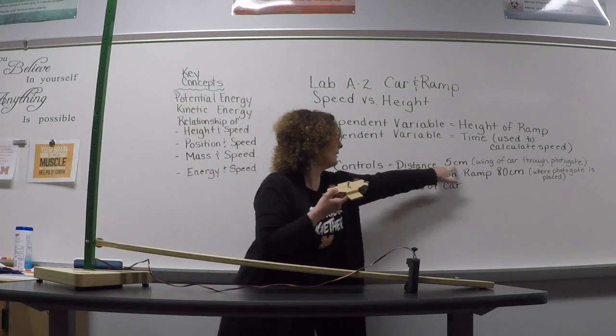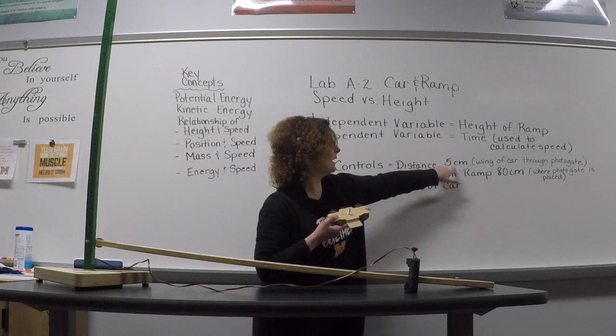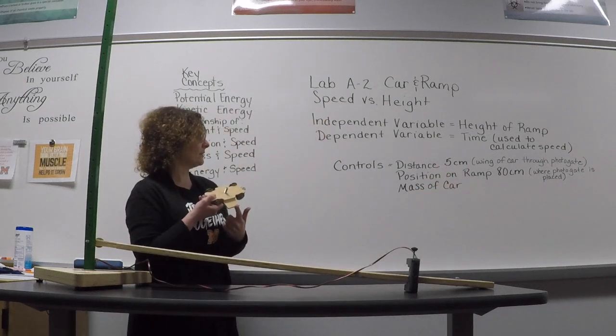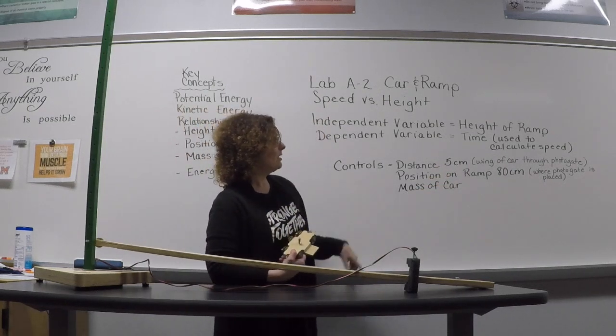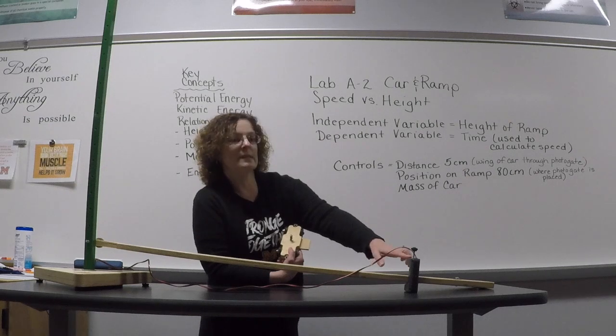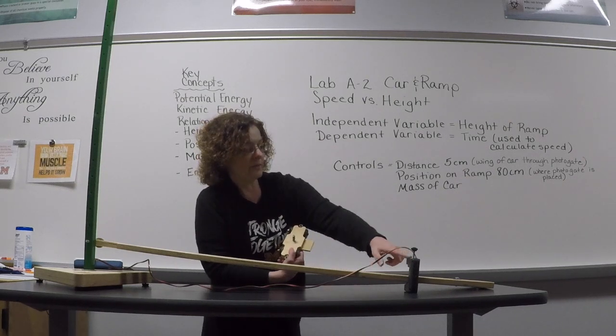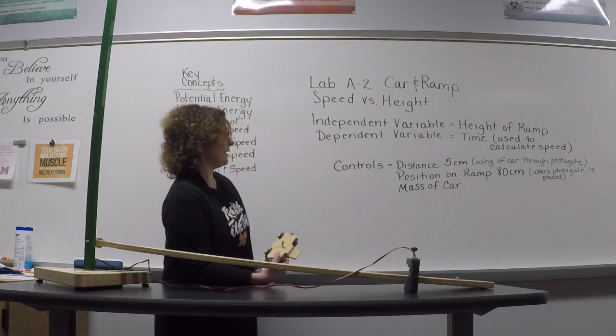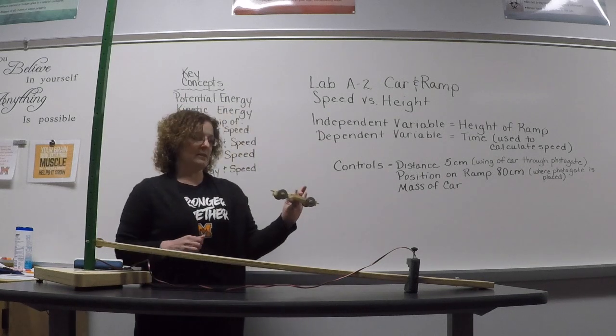So that's what we have here. The wing of the car through the photo gate is 5 centimeters. That's a control that stays the same. The position of the photo gate on the ramp is at 80 centimeters. Again, that's where this is placed, so that's not changing for this lab. And the mass of the car is staying the same.